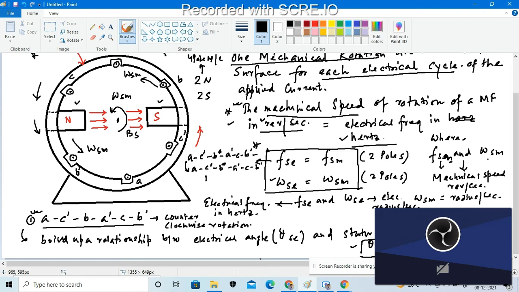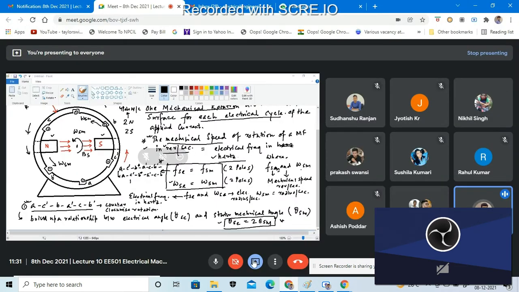For that I will draw another diagram. What will be the diagram? I will erase this. We will stop the sharing.